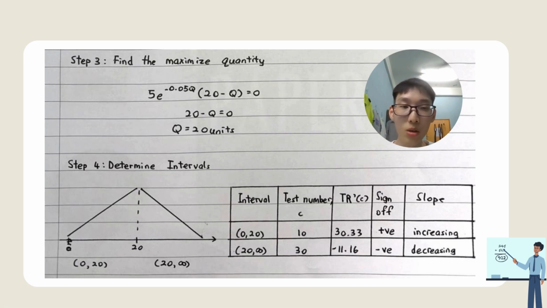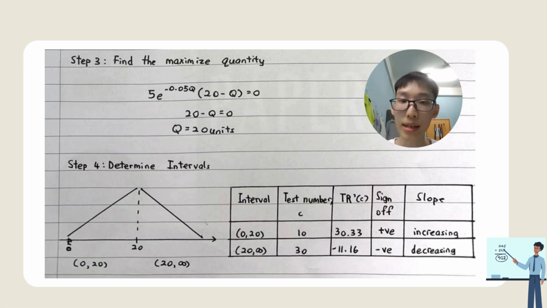So we take the total revenue function that has been differentiated in step 2, which is 5e^(-0.05Q)(20 - Q) equal to 0. And then we take the value in the bracket, which is 20 - Q equal to 0, and solve the equation, which gives us the maximized quantity Q equal to 20 units.